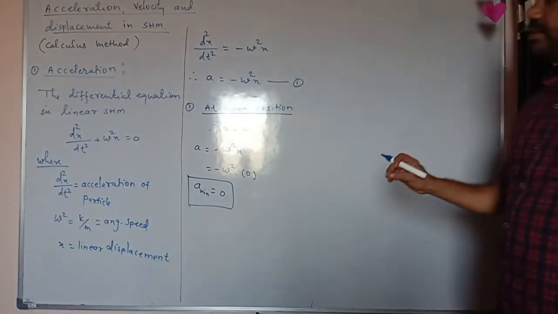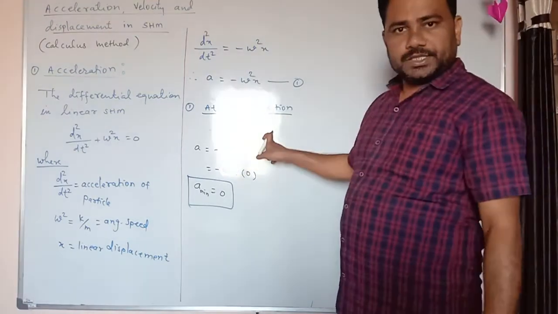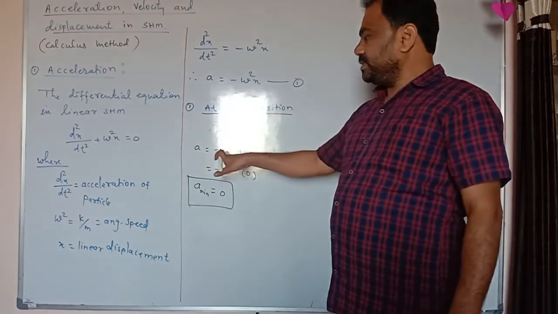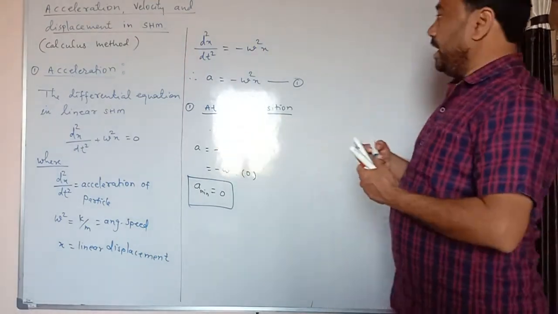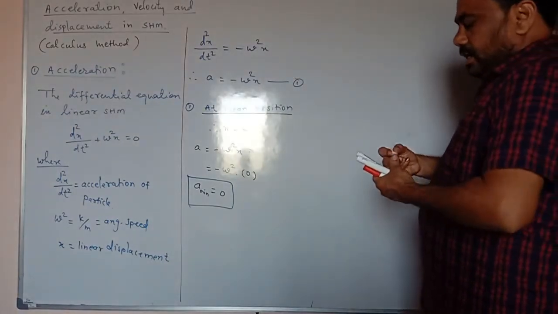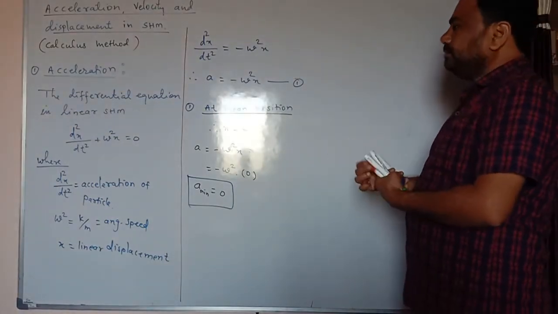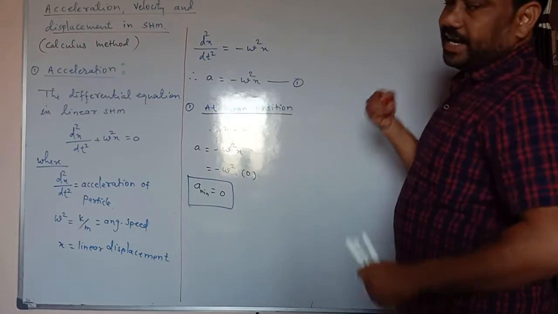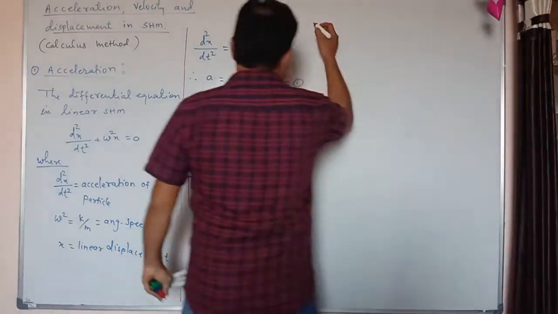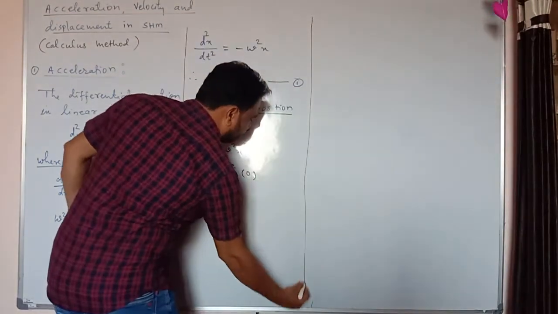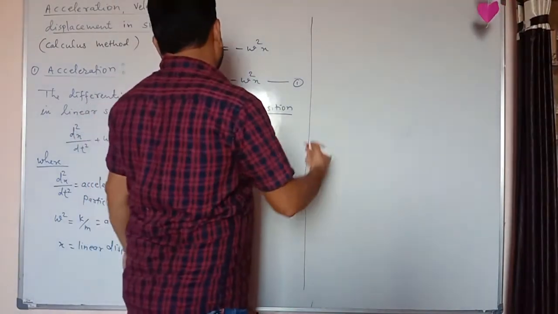Why is it always equal to 0? Because displacement is 0, and we know acceleration means minus omega square into x. Now calculate the second condition, that is at extreme position. Then at extreme position, what will be the acceleration?